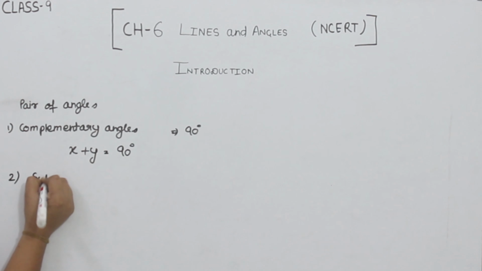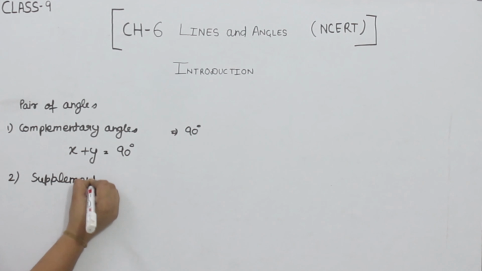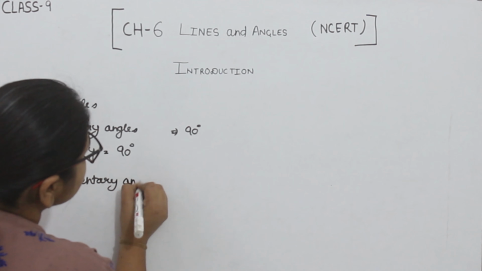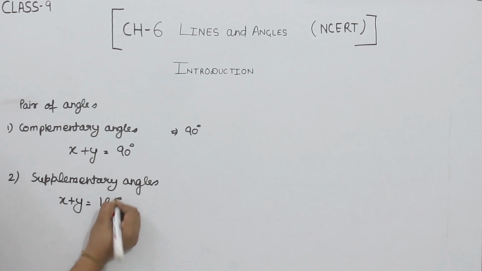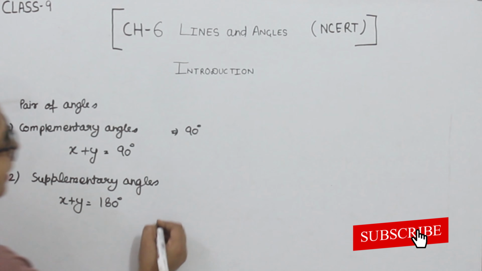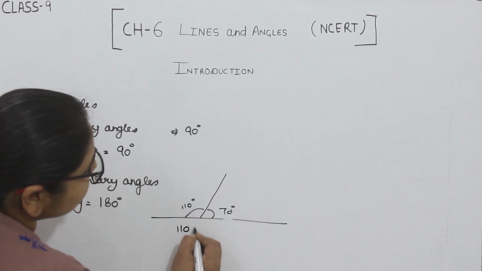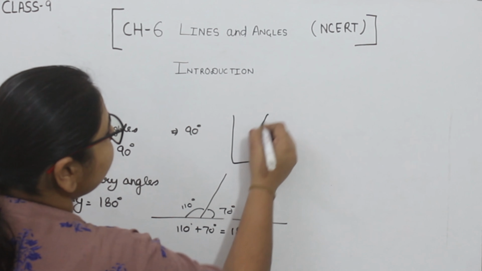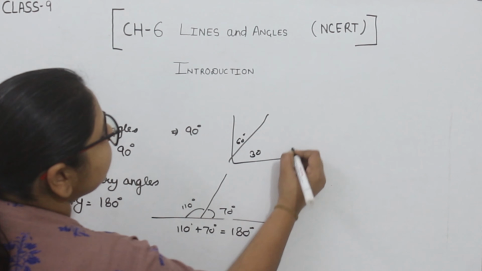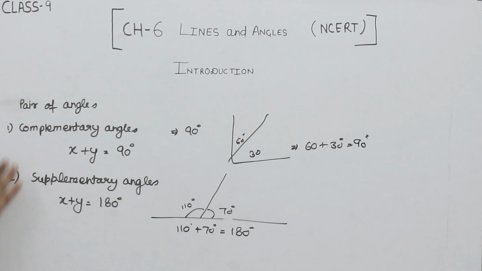The second one is supplementary angles. Now, the supplementary angles have a total of 180. Supplementary angles are angles which, when we add them, the total we'll have is 180, and in the complementary, when we add them, we'll get a total of 90. So these are the complementary and these are the supplementary angles.